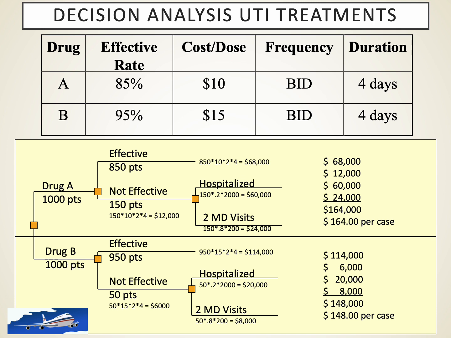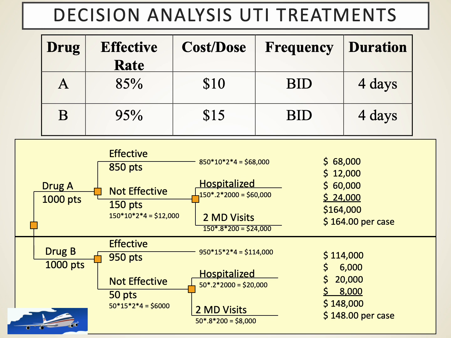There's finally a decision analysis, and this is basically similar to other methods, but all you do is add up all of the potential costs associated with treatment A versus treatment B, and lay out the lay of the land. So, for example, let's look at 2 different treatments for a urinary tract infection, where treatment A is cheaper at $10 per dose, twice a day for 4 days.